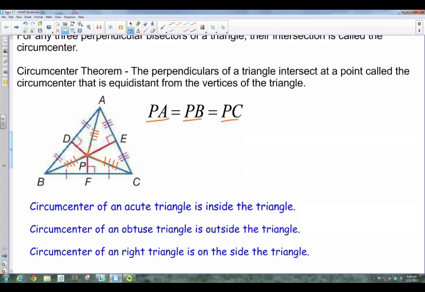From now on, if they tell you that you have a circumcenter, they're telling you that the distance from that circumcenter back to the vertices is congruent.